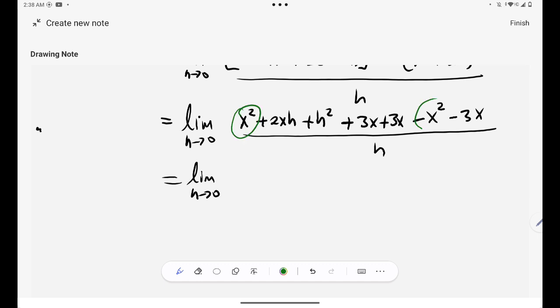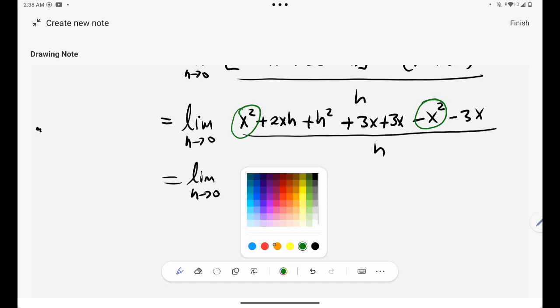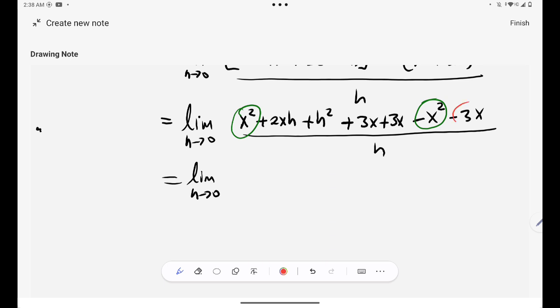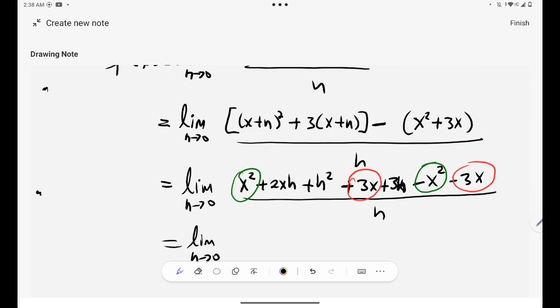This guy and this guy will subtract one another, and this guy and this guy will subtract one another. Are you together? I made a mistake here. It was supposed to be h, because 3 times x is 3x, 3 times h is 3h.